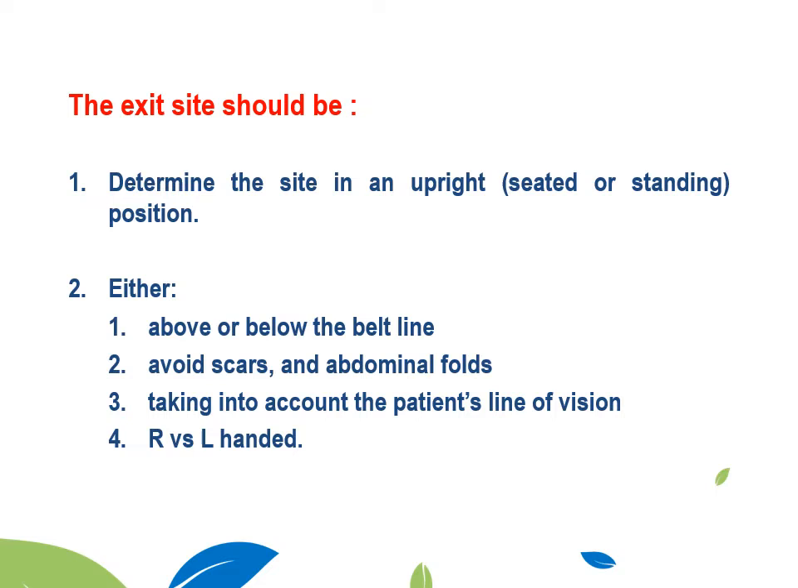Mark where you will make your incision for the exit site, and the exit site should be either above or below the belt line. To avoid scars or abdominal folds, you should stay away from these scars or abdominal folds. You should take into account the line of vision of the patient, because the patient should have a direct vision of his catheter. And also you should keep in mind whether your patient is left-handed or right-handed, so that it will be easy for him to use the catheter you provided for him.